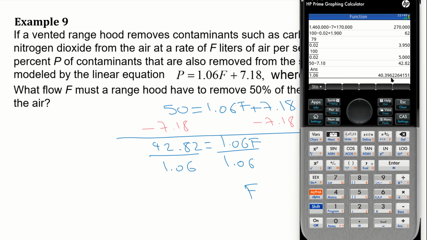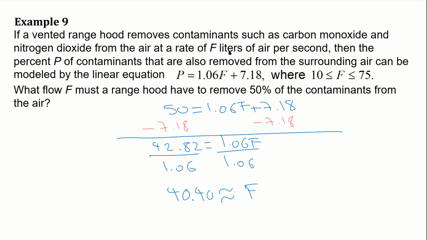So let's say we round it to the nearest hundredths. So we get f is approximately 40.40. And remember what the units are for f: liters of air per second. So 40.4 liters per second is what the flow needs to be through this vented range hood in order for 50% of the contaminants to be removed.